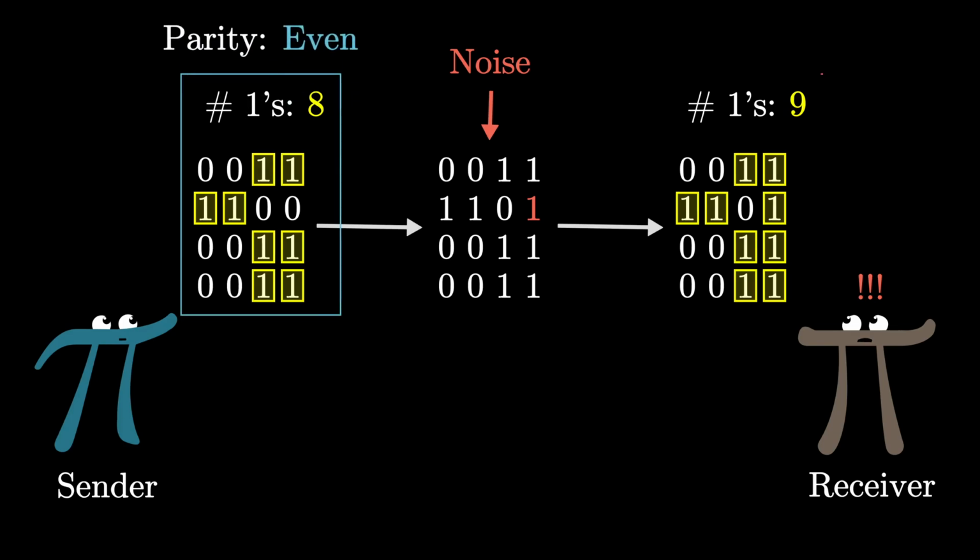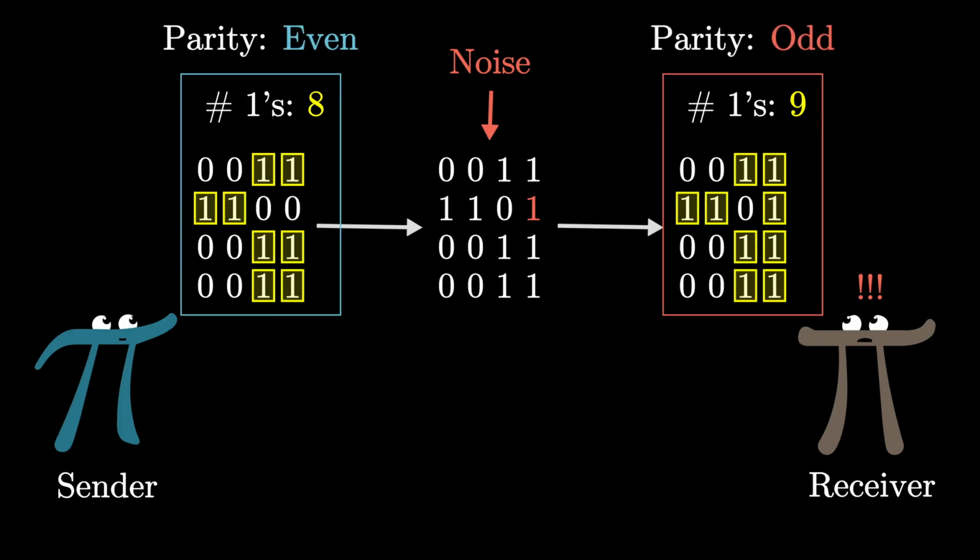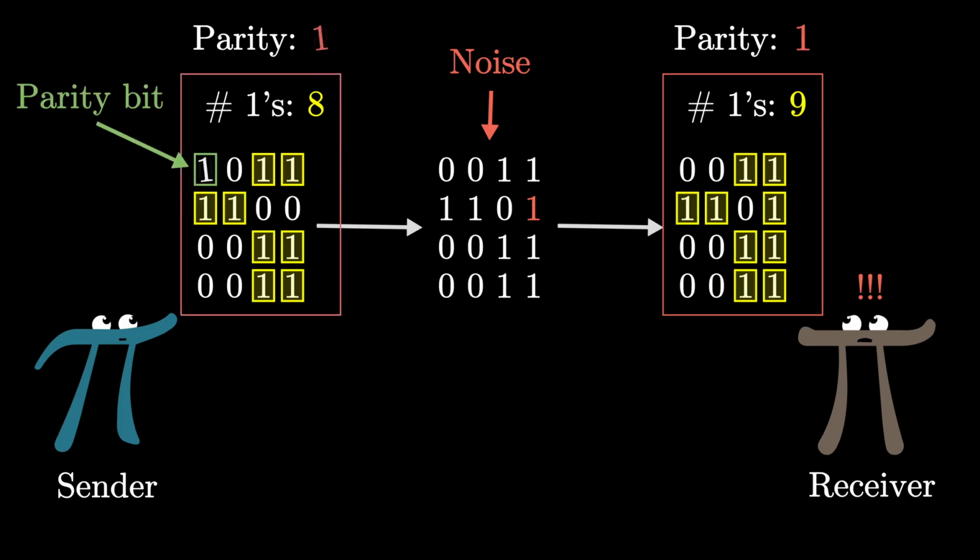In the jargon, whether a group of bits has an even or an odd number of ones is known as its parity. You could also use numbers and say the parity is 0 or 1, which is typically more helpful once you start doing math with the idea. And this special bit that the sender uses to control the parity is called the parity bit.